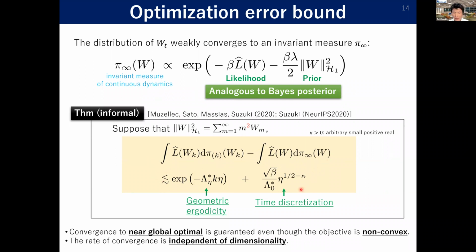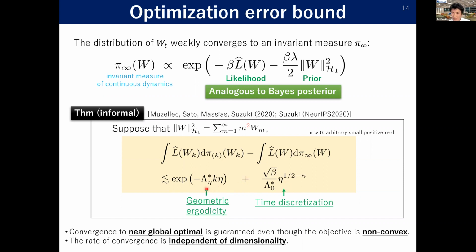The convergence rate can be upper bounded like this. The first term is exponential in k eta. So as the number of iterations k goes to infinity, the first term converges to 0 in exponential order. The second term comes from the time discretization, so it is completely characterized by the step size. This is about the square root of eta, where kappa is an arbitrary small positive error. If you use a very small step size, the second term is also almost negligible. From this, we can show the convergence to the stationary distribution.